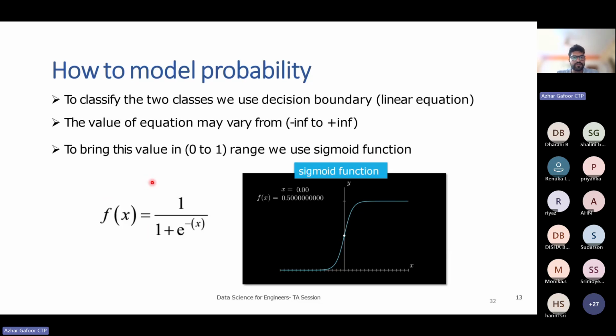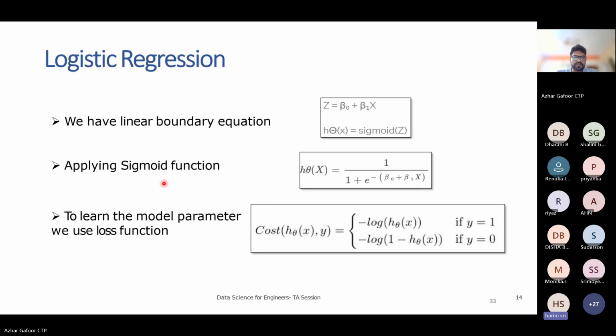Sorry, in classification, we put some threshold value. Then if the value is above that threshold, we'll put it as one class. Then if the value is below that threshold, we'll put it into the other class. So let's see how we will do that.